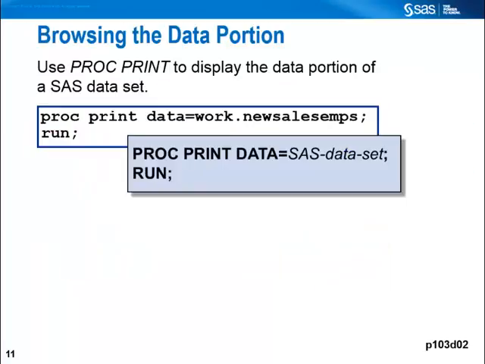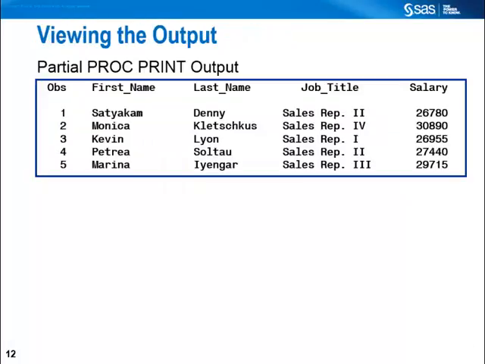How to browse through the data portion? We use proc print to display the data portion of a SAS dataset. The syntax goes like this: proc print data equals the dataset that we want to display as a report, and then a run statement. According to the current example, it is proc print data equals work.newsales emps and then run. When we submit that program, this is the output that we get, and this is just the partial output out of 71 observations.